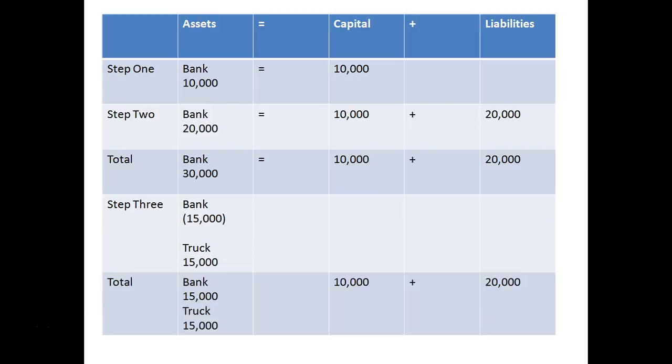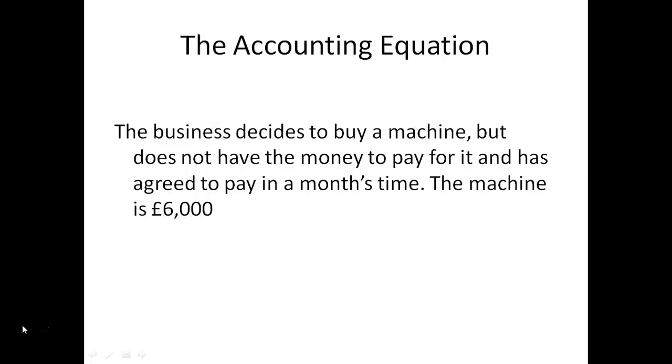You can see you have step 1, we've done. Step 2, we've done. We have the total. Step 3, we have the bank falling by 15,000. Yes, because 15,000 is leaving it. And suddenly we're acquiring a truck of 15. Yes. So you see the new equation there. The total ends up being the bank of 15, the truck of 15 being equal to 10 plus 2,000. The equation is still balanced. Right, okay, let's move on to the next thing.